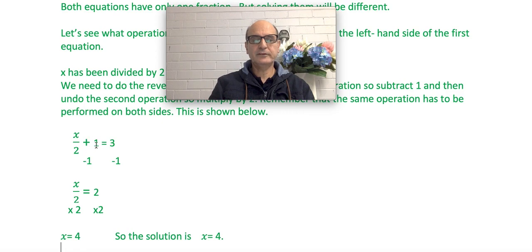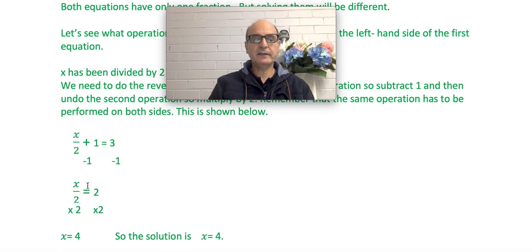So first you get rid of 1 because that's the last operation that has happened, by subtracting 1, because here we are adding 1. So undo it and do the same to the right-hand side. Now 3 take away 1 is 2, and x/2 + 1 - 1. The whole purpose is to get rid of this 1. We've done it. So we've got only x/2 left on the left-hand side.